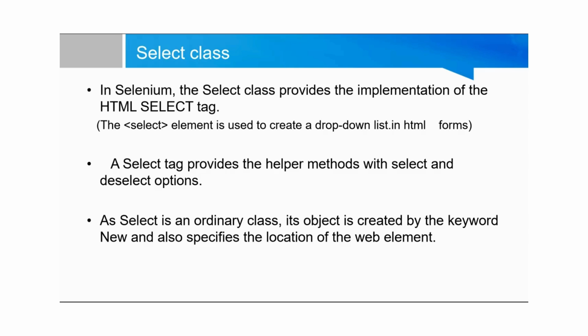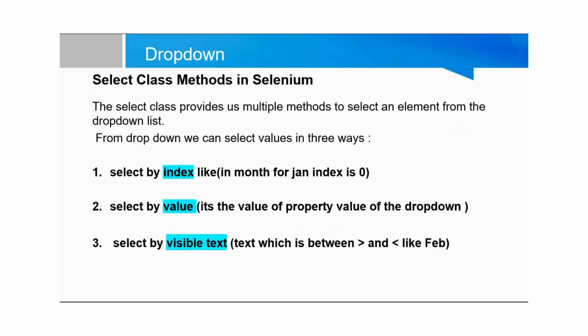Now the Select class provides helper methods like select by value, select by index, or select by visible text. So first we need to understand that the Select class provides the implementation of the HTML select tag. The form is the HTML element, and select is the HTML select tag, so we need to use the Select class here. Now when we are going to write the code, we first have to create the object of that Select class.